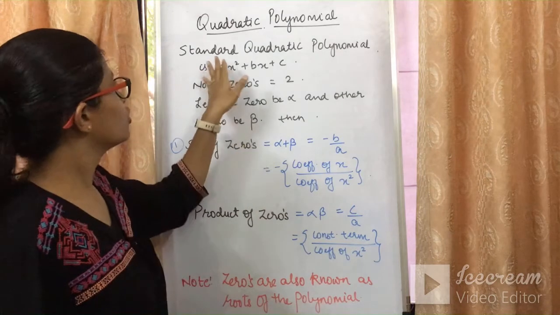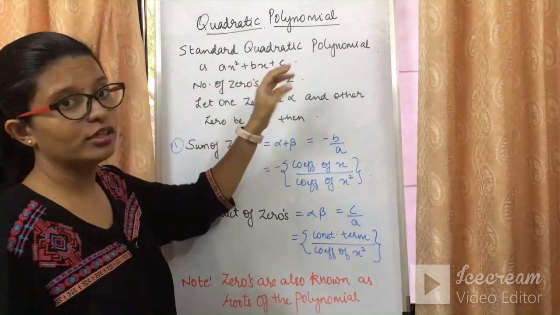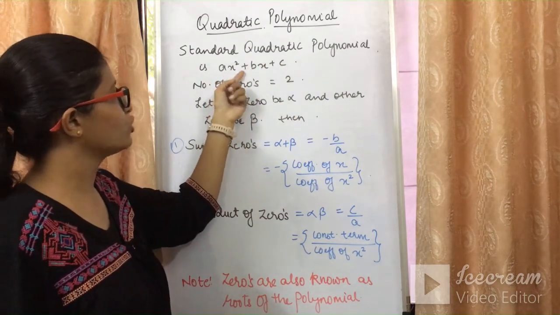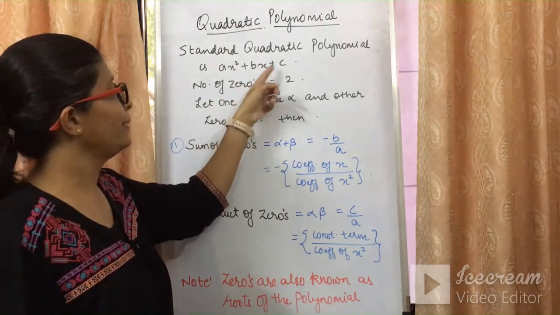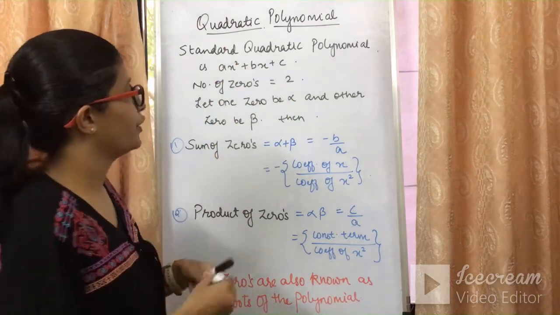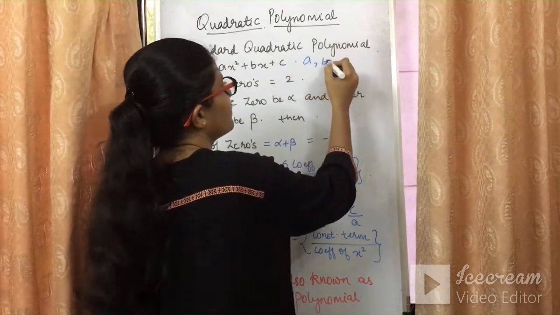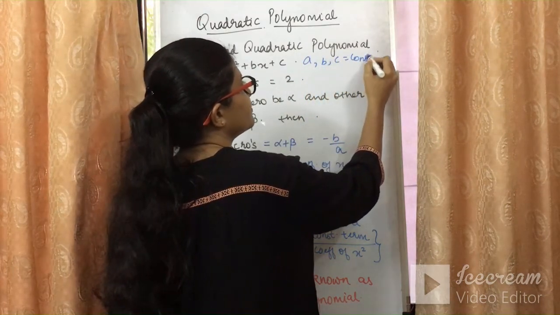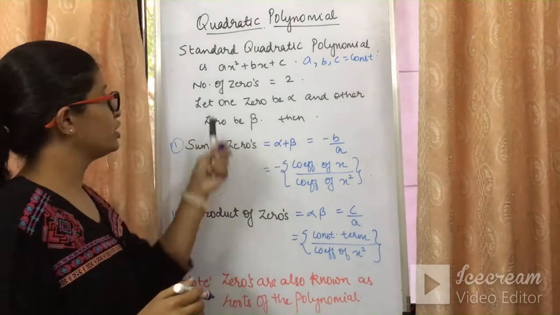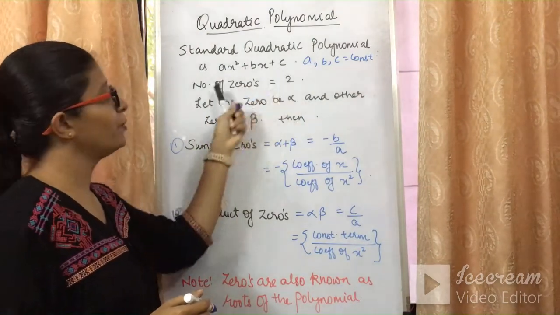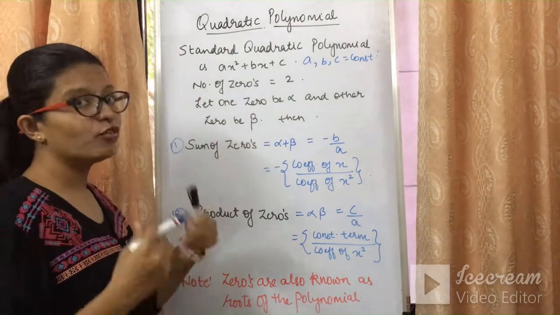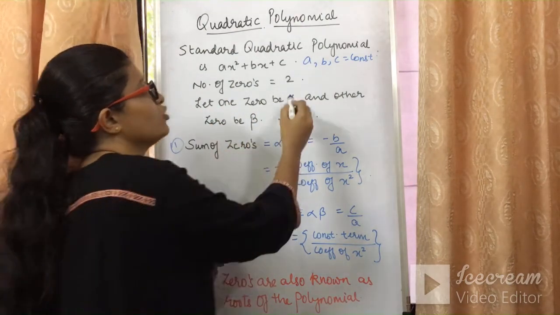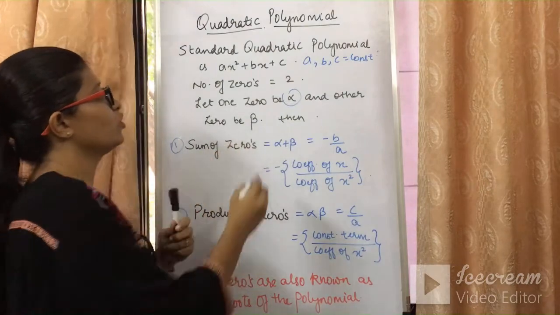There will be 2 zeros. So the standard quadratic polynomial is given as ax square plus bx plus c, that is, the highest degree is 2, and a, b, c are nothing but constants over here. So how many zeros will we have in the quadratic polynomial? We will have 2 zeros because the highest degree is 2. So let one of the zeros be alpha, and the other zero be beta.